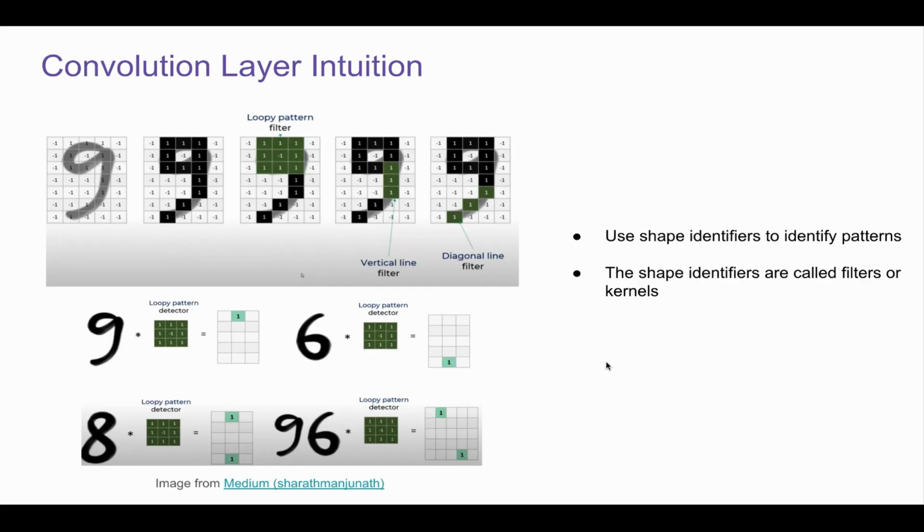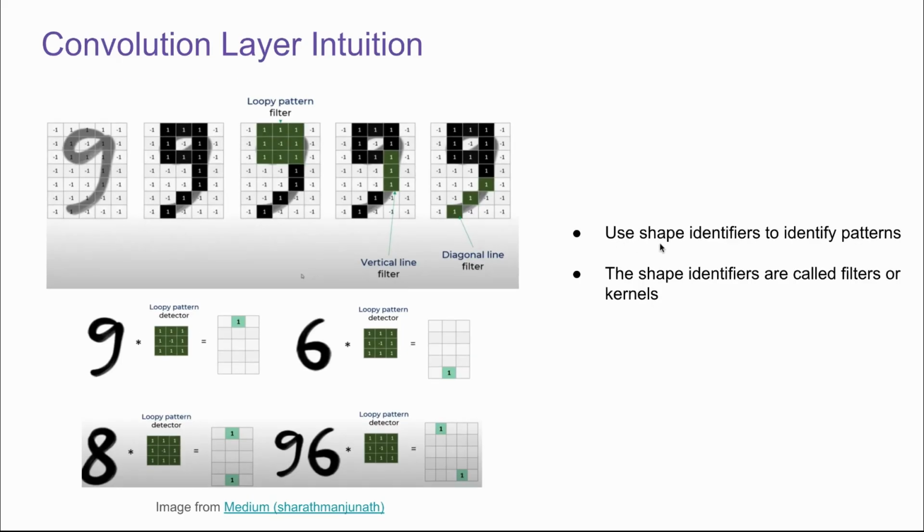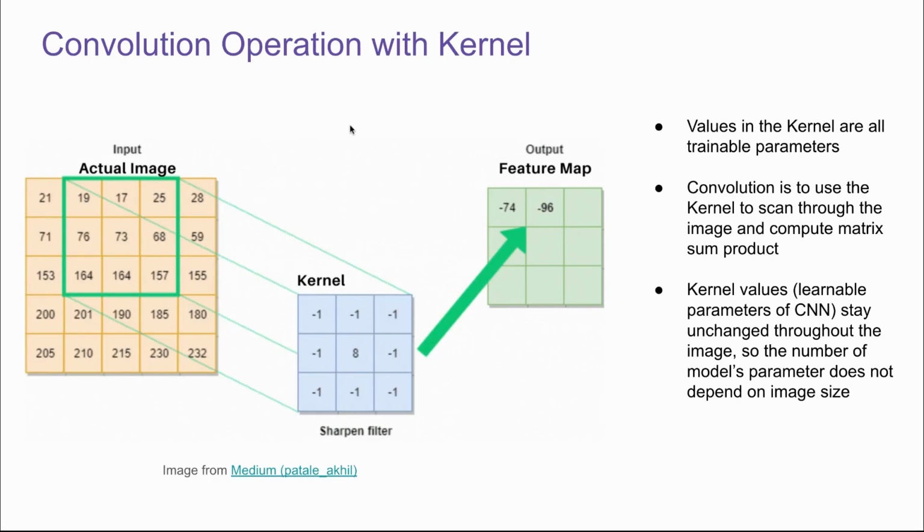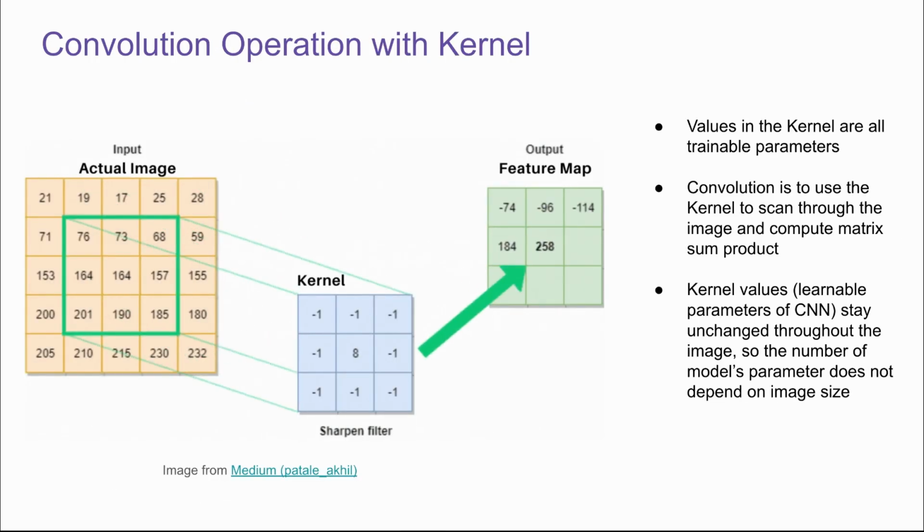This is how we use a filter to detect a pattern from a mathematics and computation perspective. We use shape identifiers to identify patterns, and the shape identifiers are called filters or kernels. So now we have the intuition of what convolution is doing.